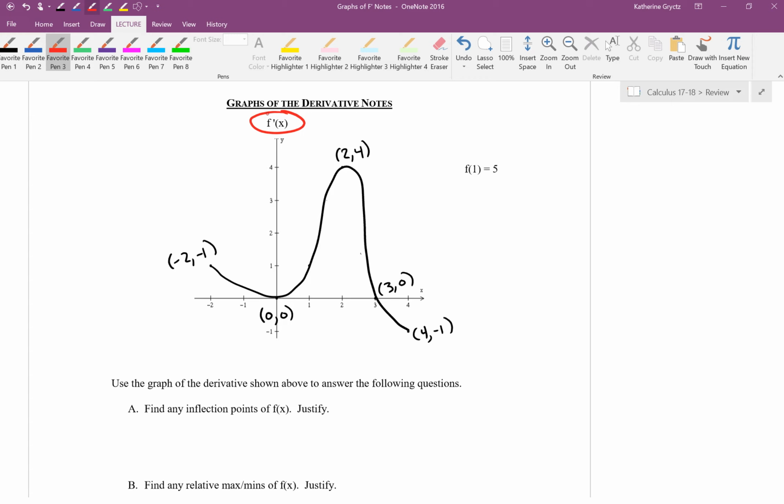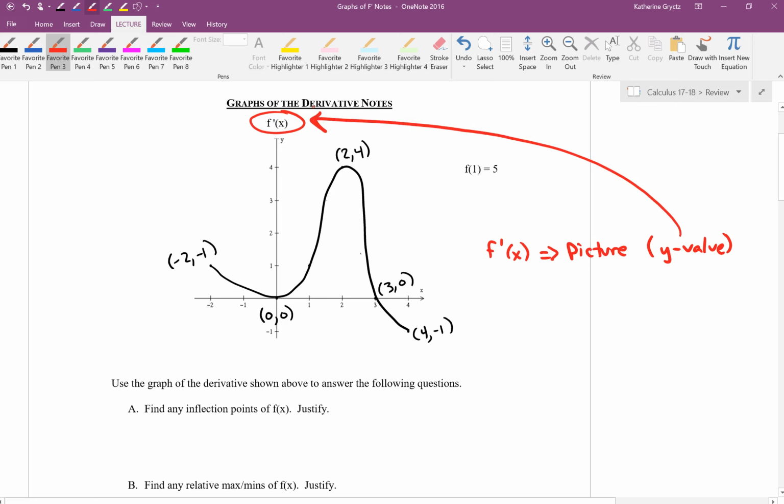So I'm just going to make some notes to myself. Okay, so f prime of x is the picture. And so if I want a value of f prime of x, I'm going to look at the y value on the picture because f prime of x is on the y-axis of the picture. So that's all I'm going to do. If they ask me anything about f prime, I'm looking at the picture.